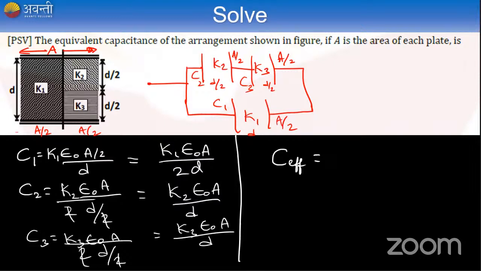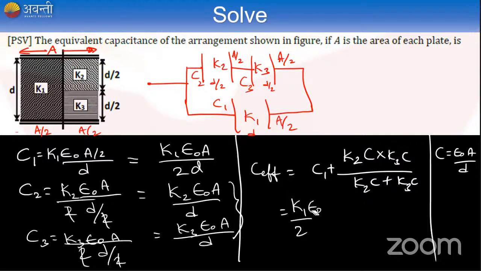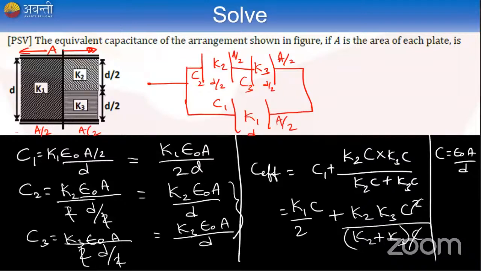So I have to find the value of series capacitance. These two are connected in series. I can call them K2C and K3C, if I call C equals epsilon naught A by D. Then C effective will be C1 plus K2C into K3C divided by K2C plus K3C. What is my C1 value? K1 by 2 into C, plus K2 K3 C square by K2 plus K3.